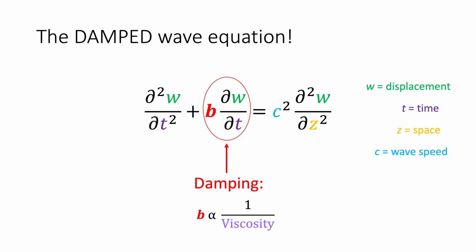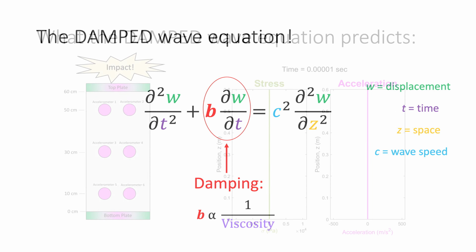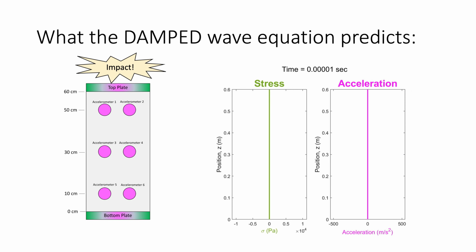But actually, one more thing. We still have the wave speed, which is the same elastic wave speed. But now we have this damping coefficient that's inversely proportional to viscosity. So if we measure what's happening in the snow, we can estimate both the elastic modulus from the wave speed and also the viscosity from how much that stress wave attenuated. So what does the damped wave equation predict?